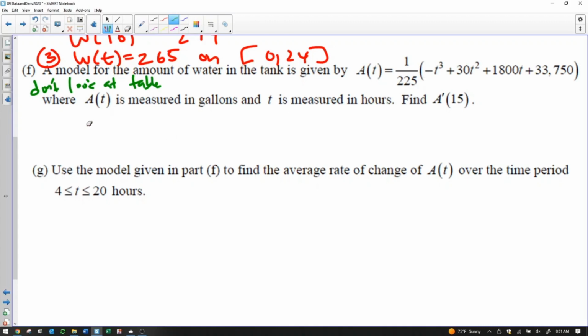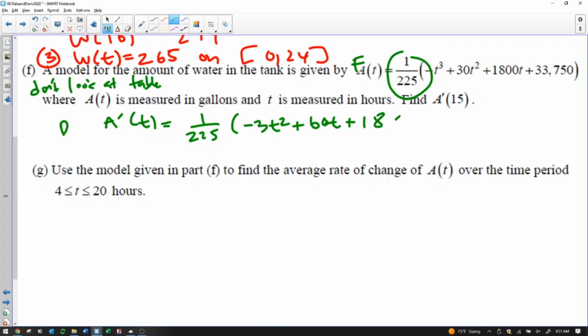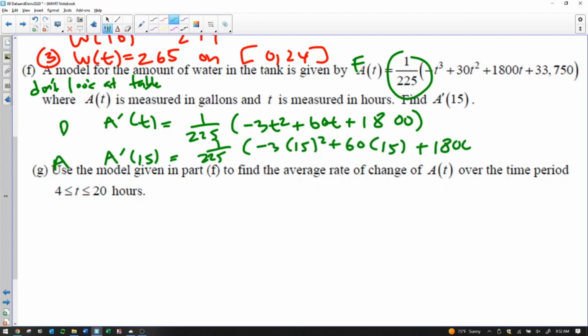And if you didn't have a calculator, you could do this. Your derivative would be A prime of t is equal to, and then this is a coefficient, so you'd say 1 over 225 times, and you would just take it out and take the derivative of this. And the derivative of this is negative 3t squared plus 60t plus 1800. So everybody go with that. And if I wanted A prime of 15, so remember FDA, this would be equal to 1 over 225 times negative 3 times 15 squared plus 60 times 15 plus 1800. Kind of messy, but you could figure that out.